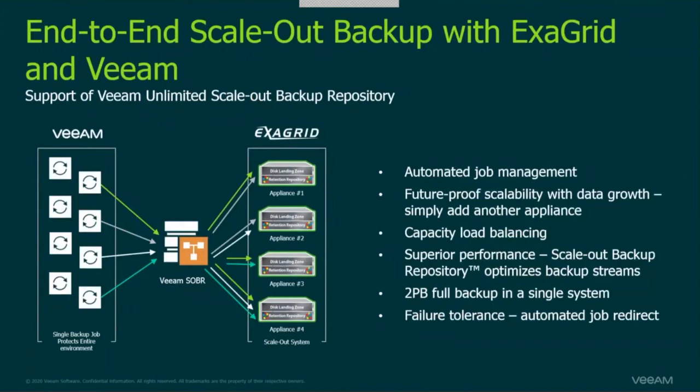growth of data, and how do I scale accordingly, right? We're talking about terabytes and petabytes of data, which is a big asset that we are trying to protect over here. And the unlimited scale-out backup repository, as the diagram depicts over here, ExaGrid is a scale-out system. We have our software scale-out that can work very well with ExaGrid, with job automation, future-proof scalability, capacity load balancing to distribute the workloads out, superior performance, as you see over there, that caters for a 2 petabyte full backup system. Definitely Graham will explore and go into more details on that, and fault tolerance, right? So end-to-end scale-out backup repository from Veeam and ExaGrid.